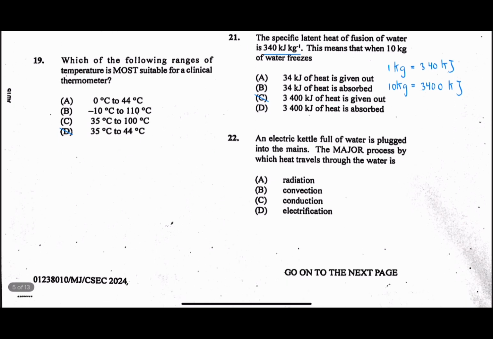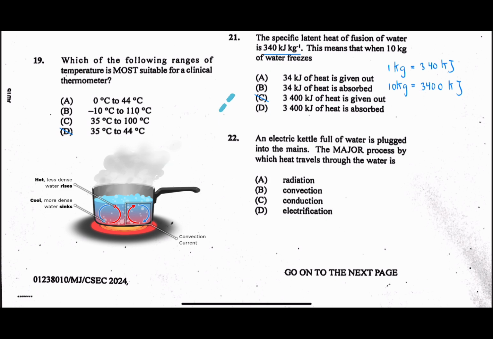22. An electric kettle full of water is plugged into the mains. The major process by which heat travels through the water is convection. When you heat water in a pan, the water that will be hotter would obviously be the water at the bottom of the pan. So that water at the bottom is going to become really hot, and hot fluids rise. And so that's going to go up to the top. And if that goes up to the top, the cooler water would now reach the bottom, that would heat up, and so the cycle would continue until it creates convection currents inside the pan.